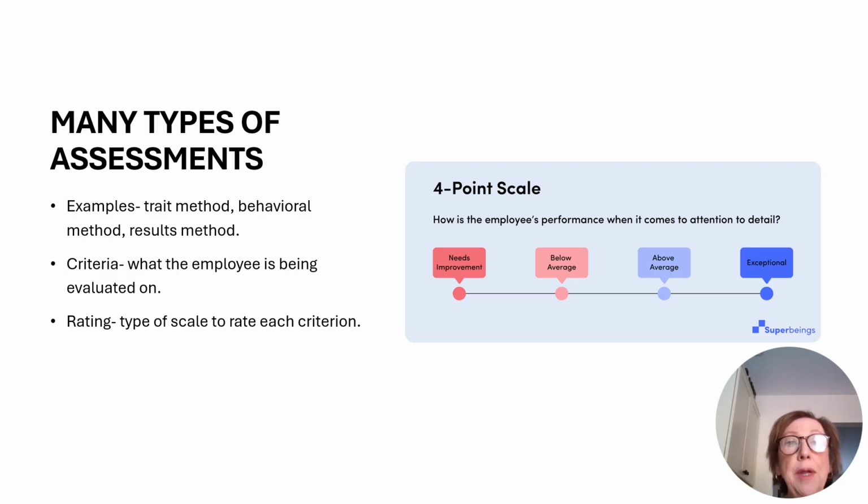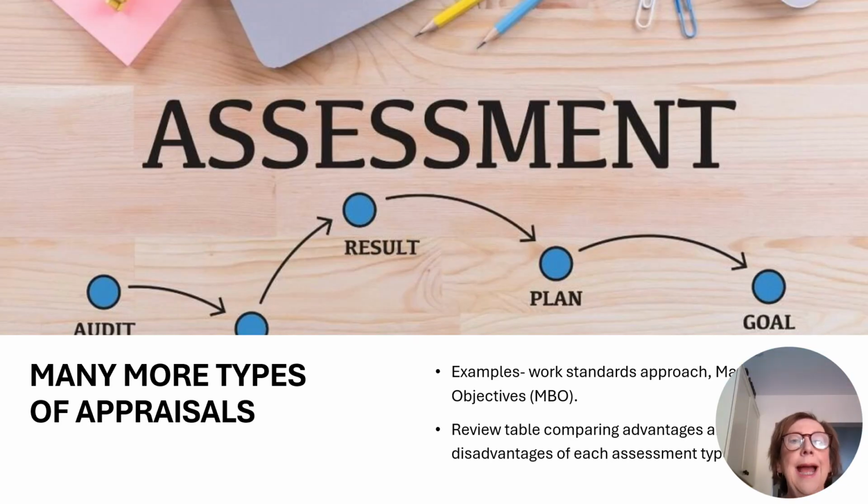Two important terms are criteria and rating. The criteria are what the employees are being evaluated on, and the rating is a type of scale to rate each criterion. Our chapter defines numerous other types of appraisals, such as the work standards approach and management by objectives. There is also a table comparing the advantages and disadvantages of the various types. Please review.